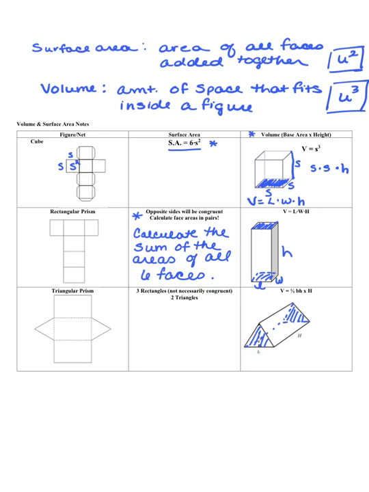The two bases are the same. So we're adding together the area of 2 triangles plus the 3 rectangles. Now, the 2 triangles will always be the same size based on the definition of what a prism is. The 3 rectangles could be different, so we're not guaranteed that they are the same size.